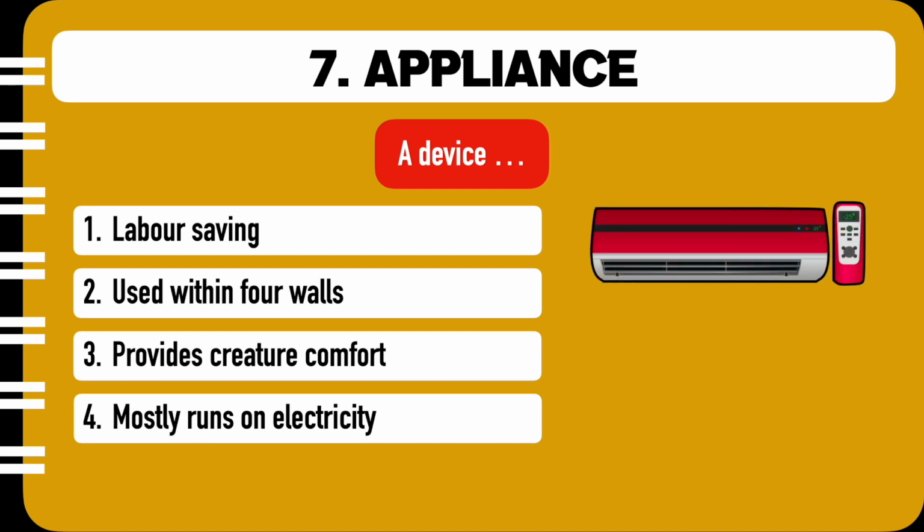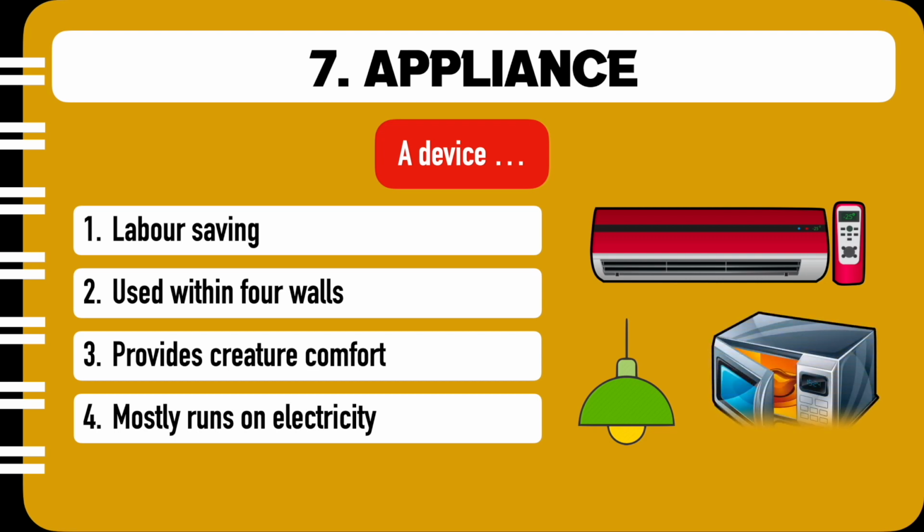Here are some examples. We have the air conditioner. The electric bulb also comes under the category of appliances, and we have the microwave oven here.